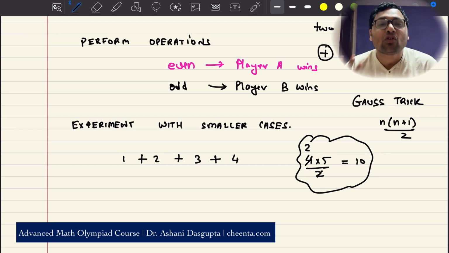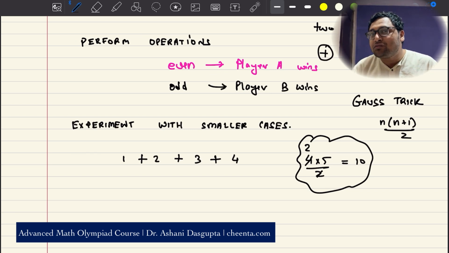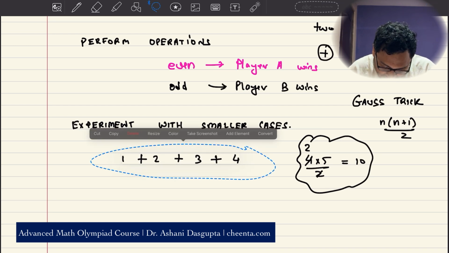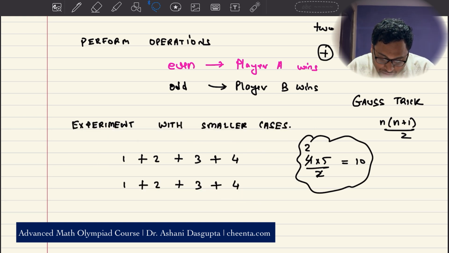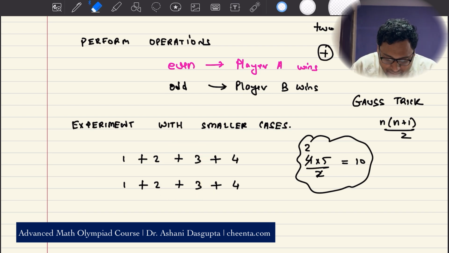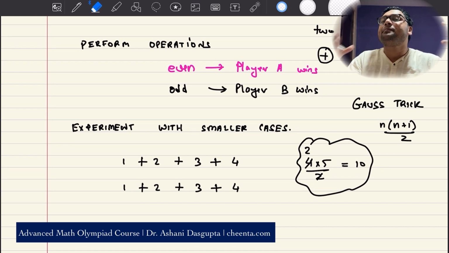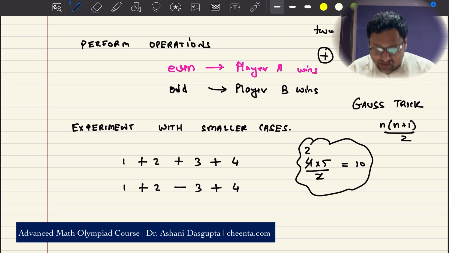But of course, you don't know whether it will all be pluses. Maybe someone put a minus sign somewhere. So I'll just show you the first step and you will immediately recognize what's going on. What I'm going to do is flip. Let's copy this and paste it here. I'm going to flip this plus 3 into a minus 3. So maybe instead of a plus sign, someone put a negative sign between 2 and 3. So I just put it minus 3.